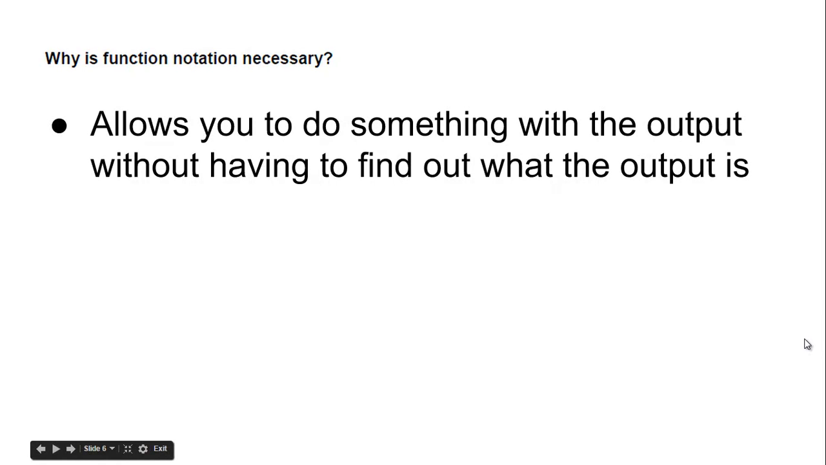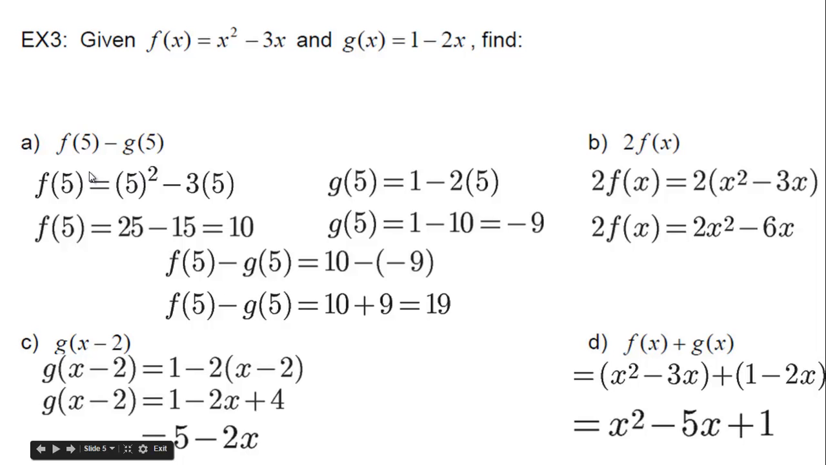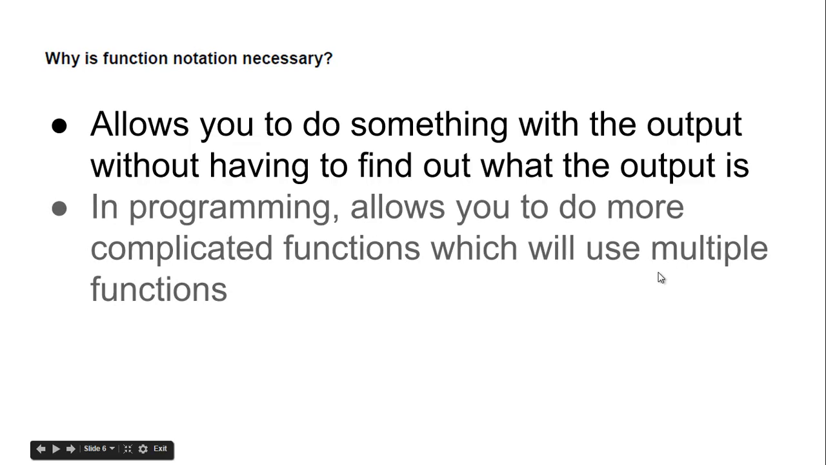So why is it necessary? It allows you to do something with the output without having to find out what the output is. And that's actually going to be shown in here. We didn't actually need to know this 10 and the -9. It could have done it itself. In programming, it allows you to do more complicated functions, which will use multiple functions. We actually saw that in the Garfield example. And so we're just allowed to do more really cool things, without actually having to see what the function is.